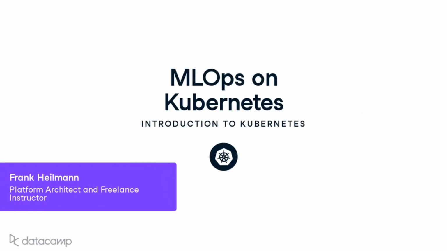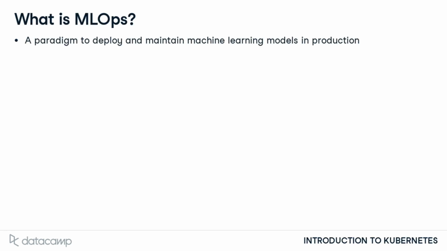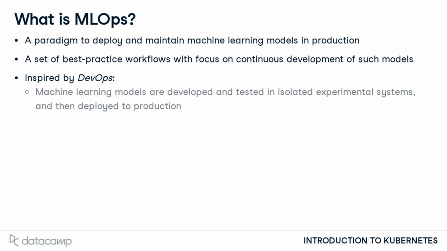In our last video, let us understand how MLOps and Kubernetes can work together. First of all, what is MLOps? MLOps, or machine learning operations, is a paradigm to deploy and maintain ML models in production. It is a collection of best practice workflows with strong focus on continuous development and constant improvement of models. It is inspired by DevOps, which focuses on continuous development, deployment, and operation of software solutions.